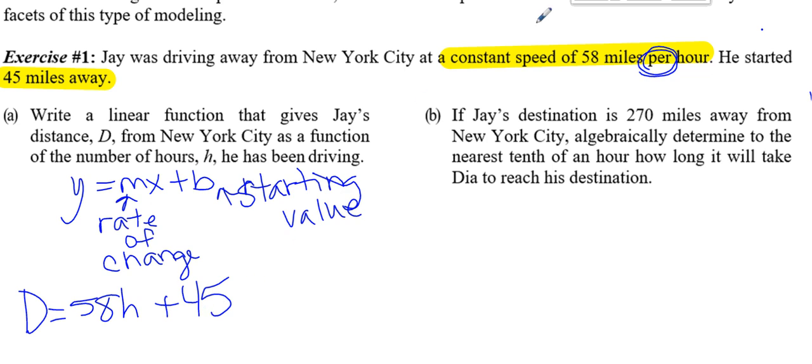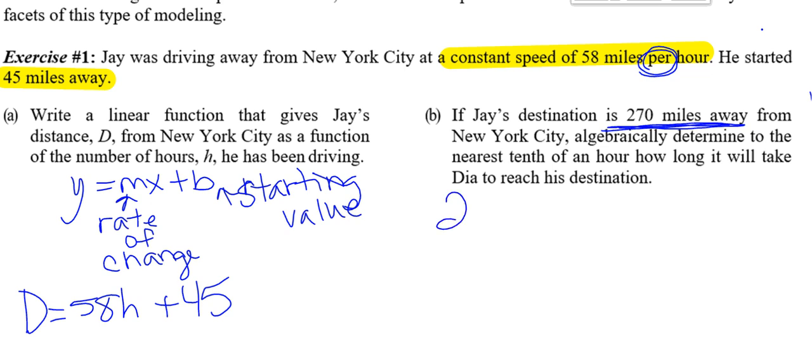Now it says if Jay's destination is 270 miles away from New York City, algebraically determine to the nearest tenth of an hour how long it will take, it should say Jay, to reach his destination. So I have it 270 miles away. That's the total amount, the distance away. So we're going to plug that in for D. So I'm going to have 270.